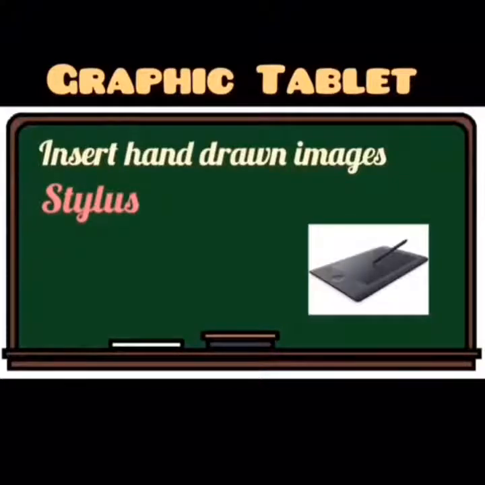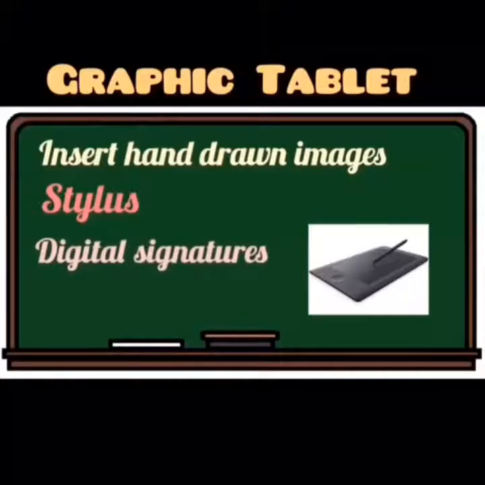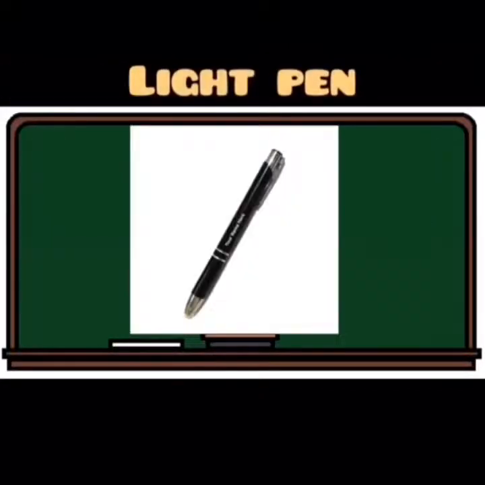Did you see a pen over it? That is called a stylus. Using that only we will draw the images on the graphic tablet and feed them to the computer. Mainly it is used to enter digital signatures. Signatures means what we write on paper. If you want that in the computer, we can write on this graphic tablet and we can feed it directly to the computer.